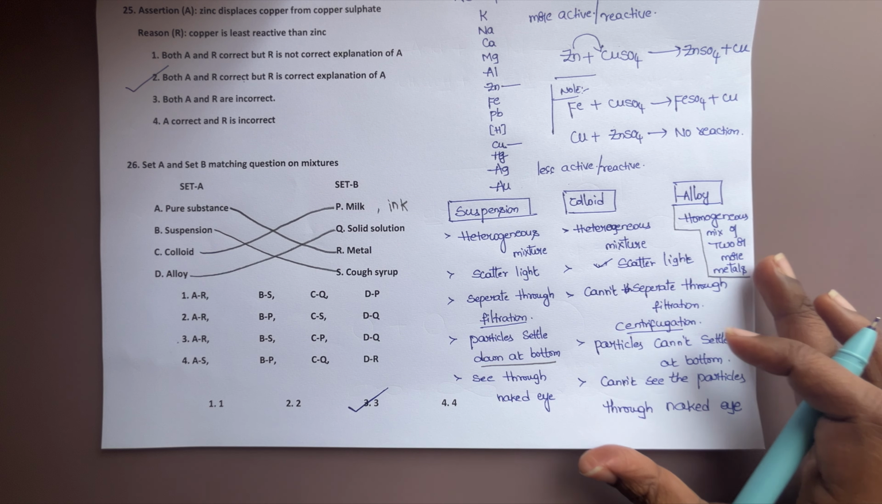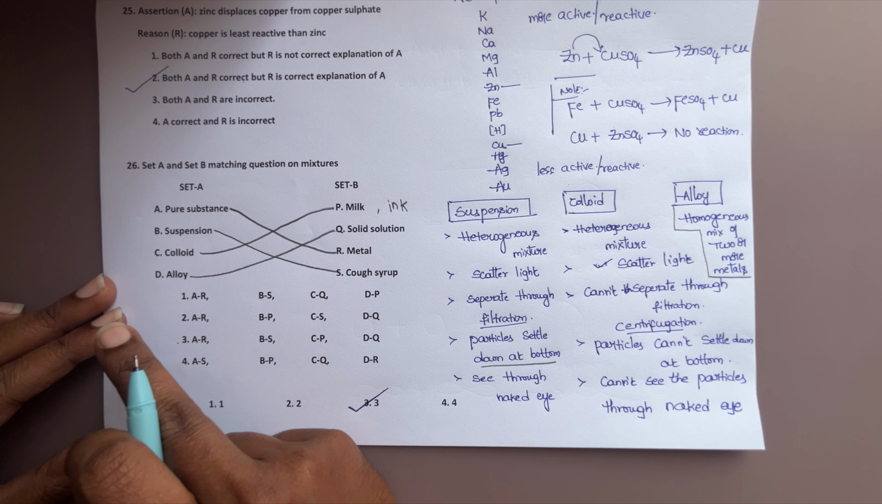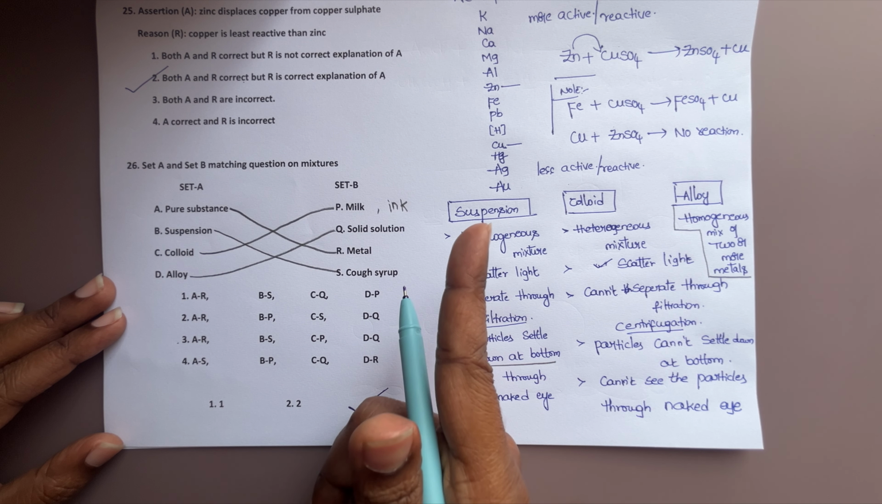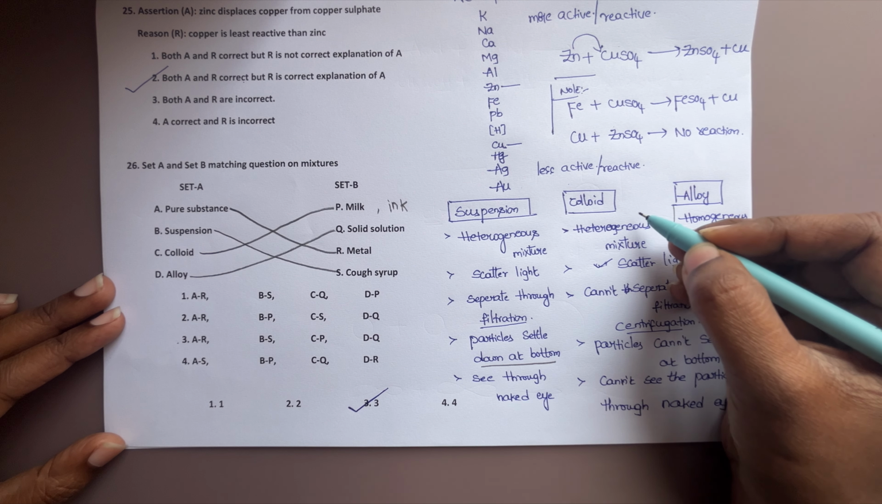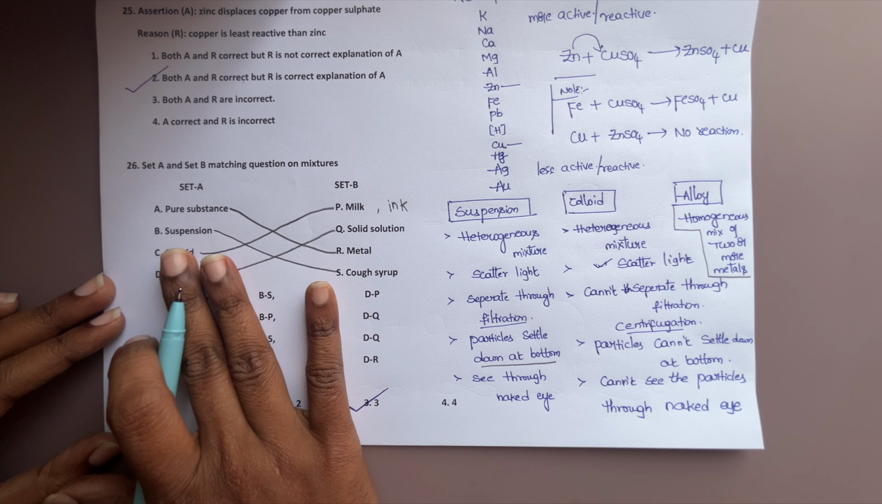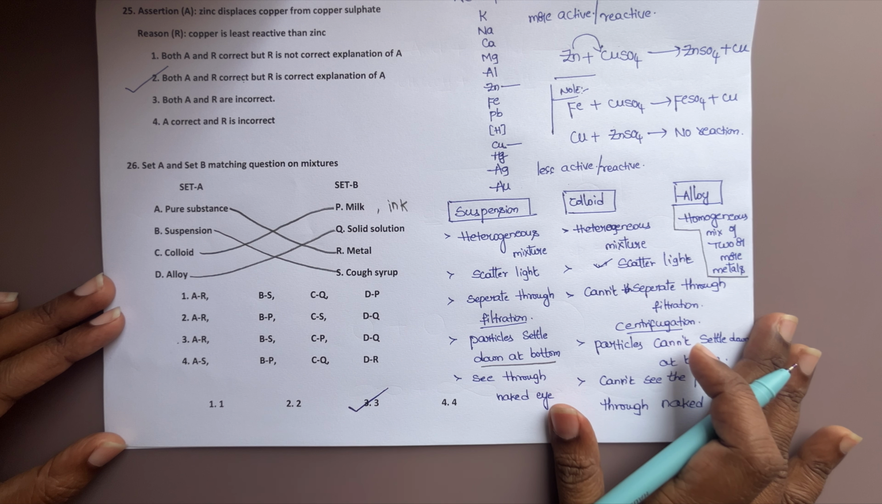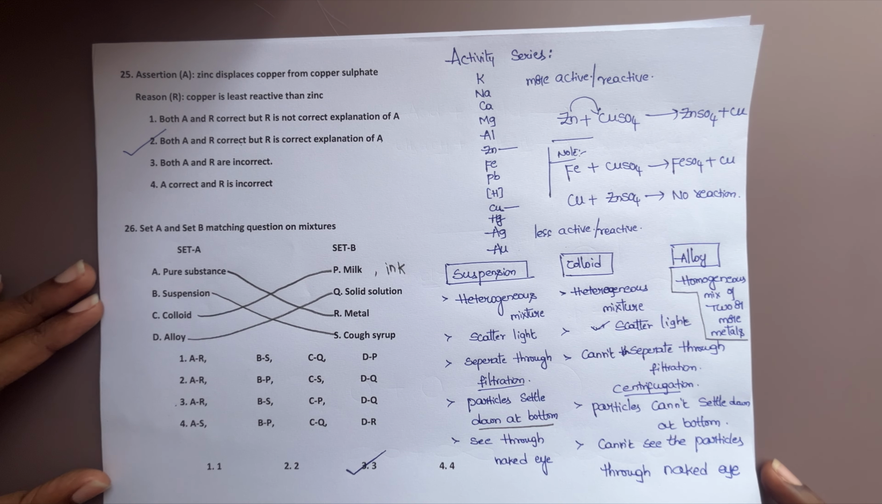So likewise, properties of solutions I have already discussed in the previous class. The first question itself is on the properties of solution. Now I explained the properties of suspension, properties of colloid, and what an alloy is. So with this question, mostly the properties of all the solutions I have already explained. I think it will be more clear to you.